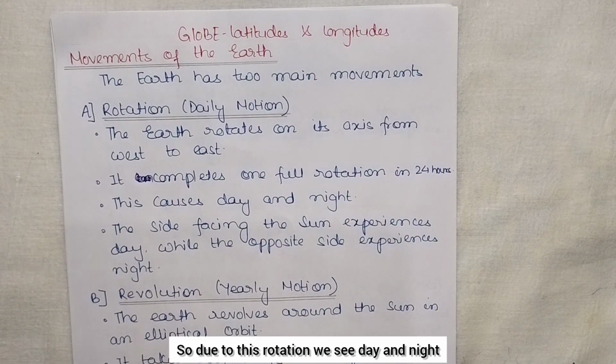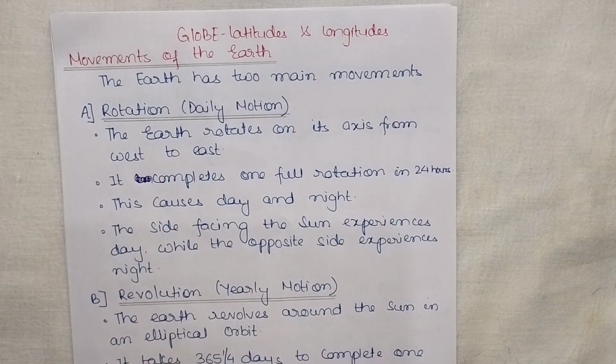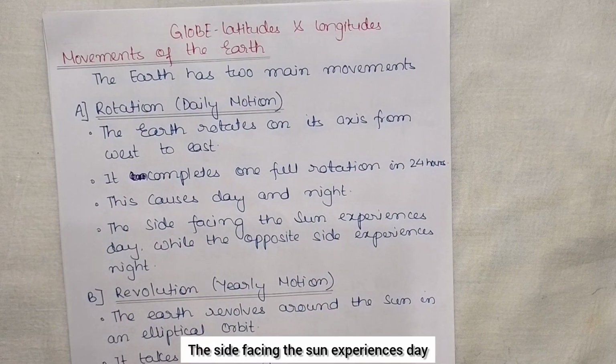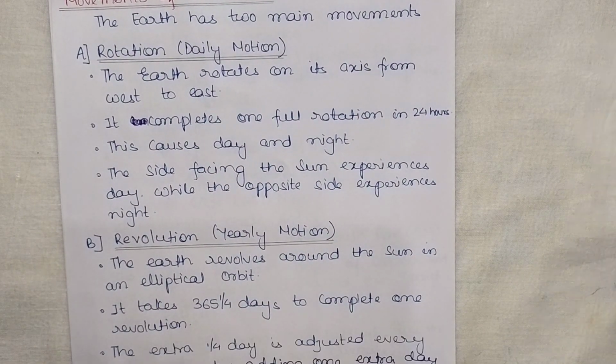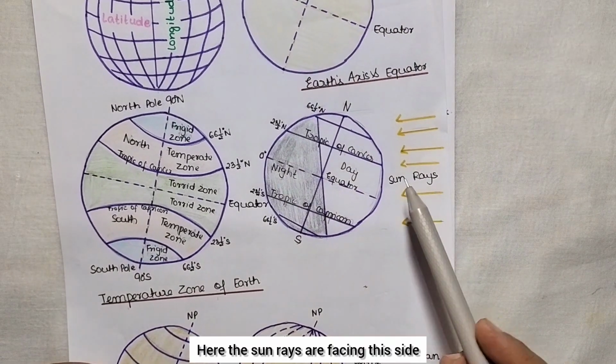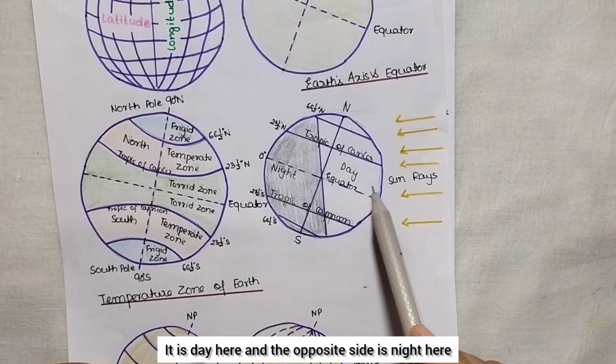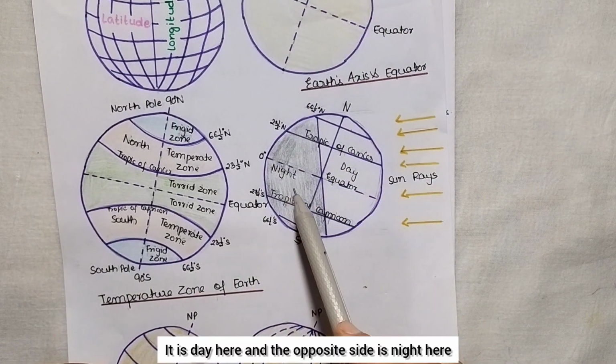So due to this rotation we see day and night. The side facing the sun experiences day while the opposite side experiences the night. See here, the sun rays are facing this side, it is day here, and the opposite side is night here. Okay.